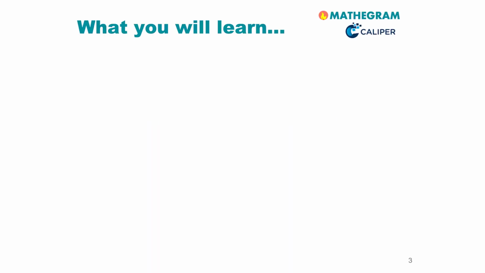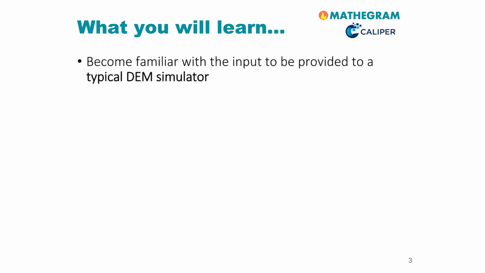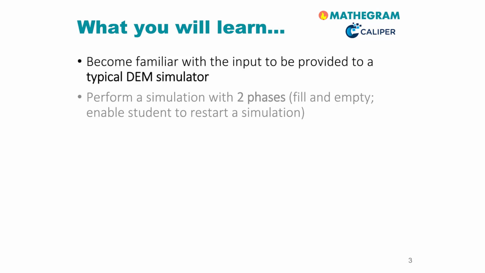Let us start with what you will learn in this unit. First, I would like to make you familiar with the input that needs to be provided to a typical DEM simulator. Next, I would like to show you how one then performs a simulation with two different phases in the simulation. Specifically, we will fill a hopper and then empty it.